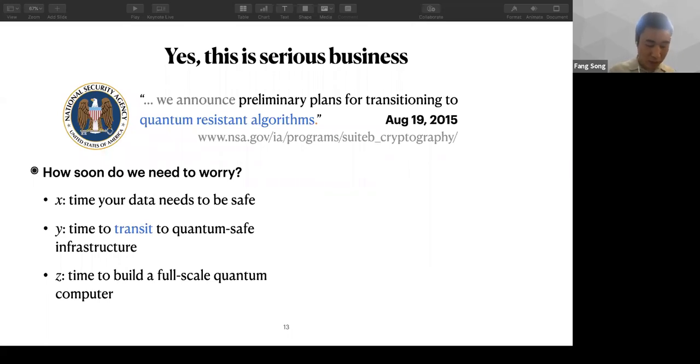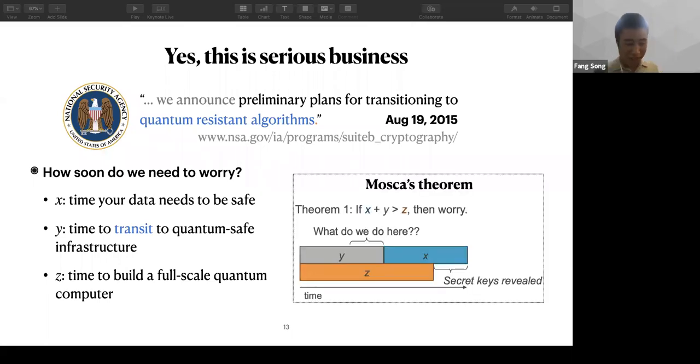Okay, so I want to quote the famous theorem due to Michele Mosca, which says, if X plus Y is bigger than Z, then you should worry. Well, this is self-evident and needs no further explanation. And usually, at this point, there will be the good old question, which asks, what is Z then, right? When can we have a quantum computer?